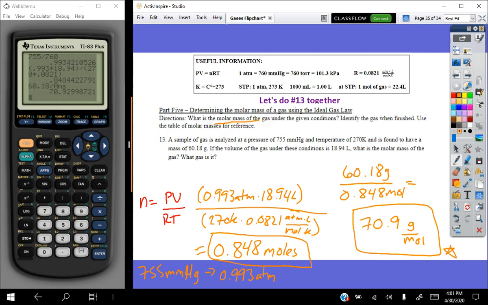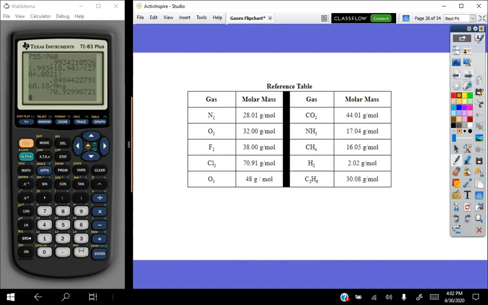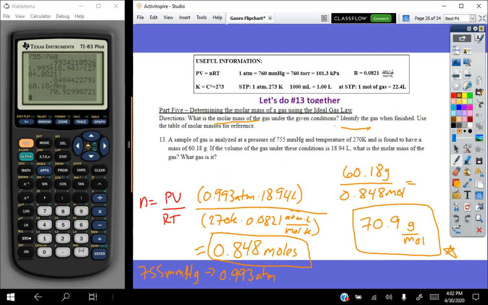So it asks for molar mass, we have to do grams over moles, and then it says identify the gas when finished. How can we do that? Well, at the end of your worksheet, I have a nice little reference table here. We're going to try and find the one closest in mass to what we just calculated. 70.929 or 93 is what we got. This is the closest molar mass. This must be chlorine gas. So the identity of this gas is Cl2.